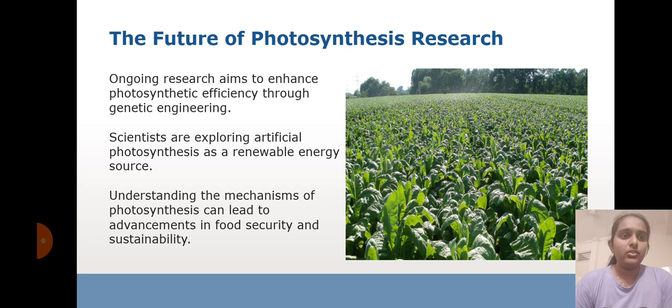The future of photosynthesis research. Ongoing research aims to enhance photosynthetic efficiency through genetic engineering. Scientists are exploring artificial photosynthesis as a renewable energy source. Understanding the mechanism of photosynthesis can lead to advancements in food security and sustainability.